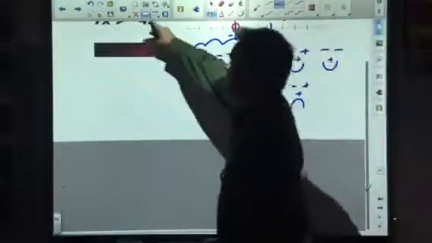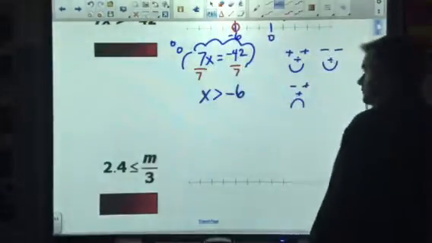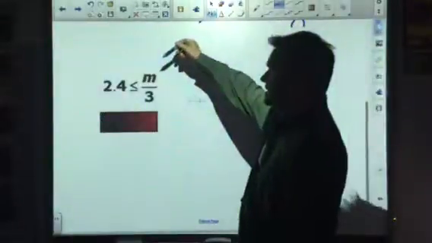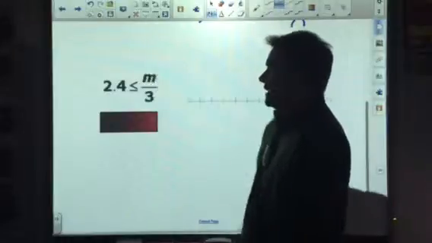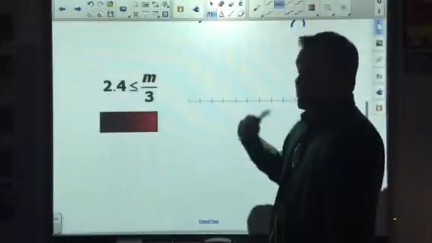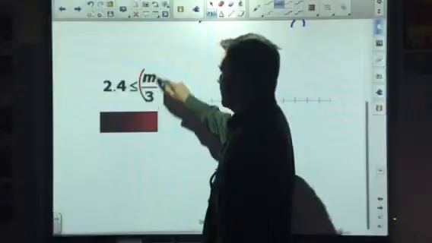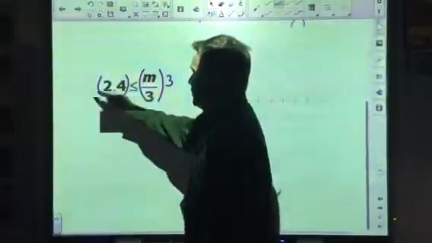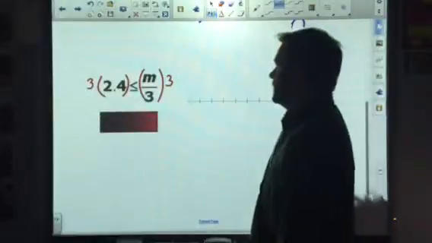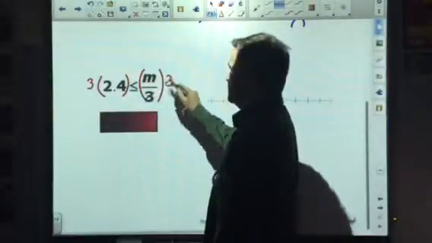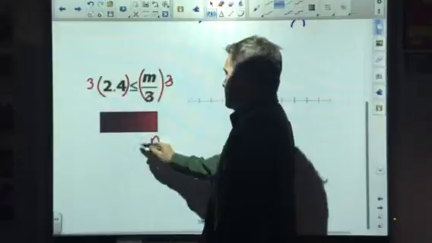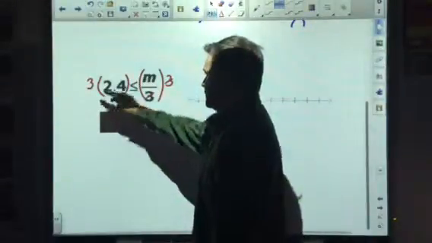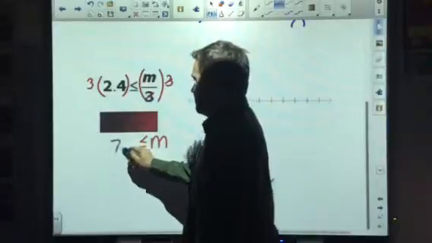Okay, another example. So we can think about this as something is being divided by 3. Okay, to get rid of the divided by 3, we're going to have to multiply both sides by 3. Multiply that by 3. Multiply this by 3. The 3's will cancel out, and we'll be left with m is greater than or equal to, and let's see, the quick math here is 7.2.